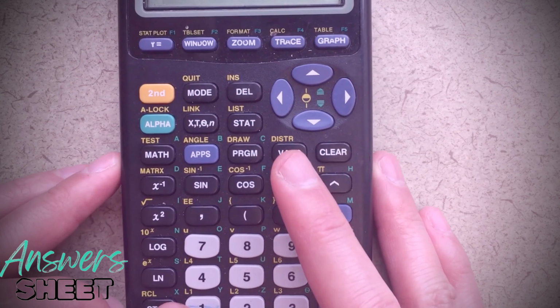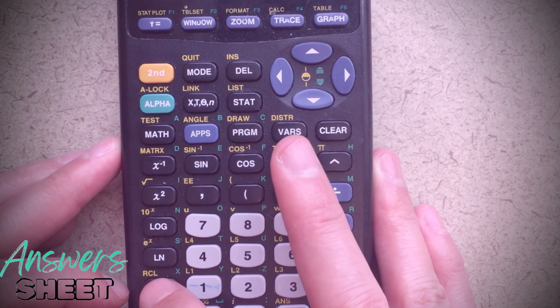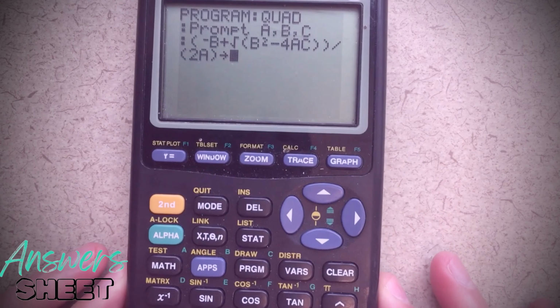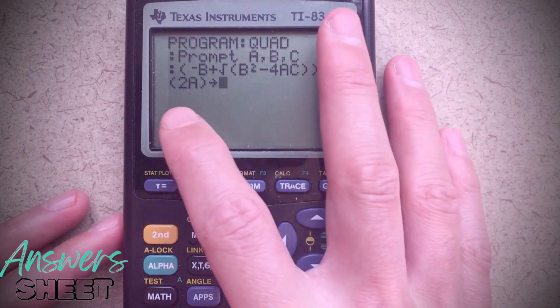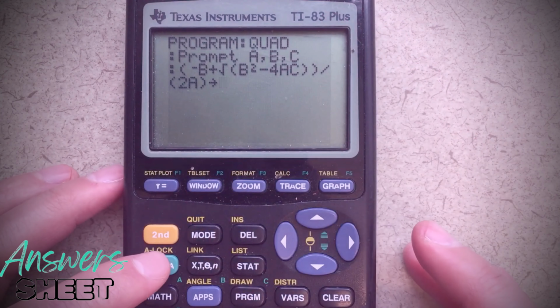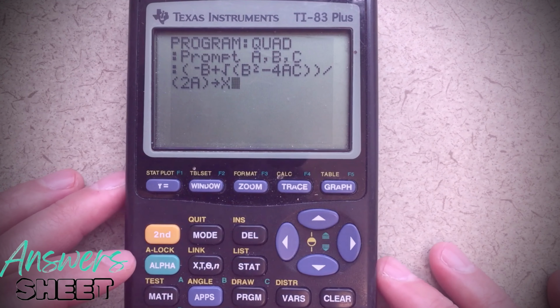And then we're going to push this STO arrow button. When I push this button here, STO arrow, I get this arrow. That's going to store, and we're going to call this one x.